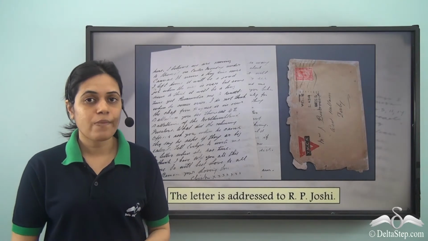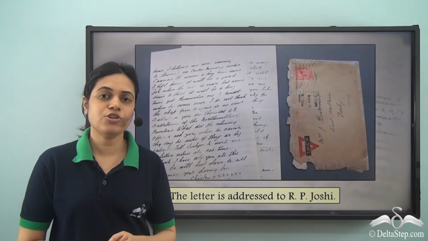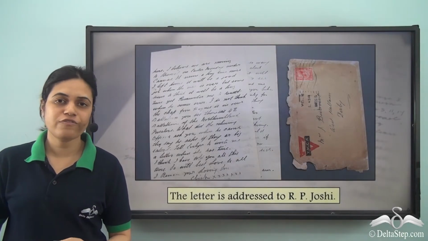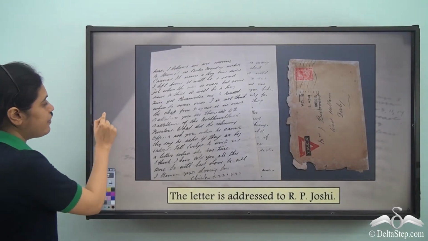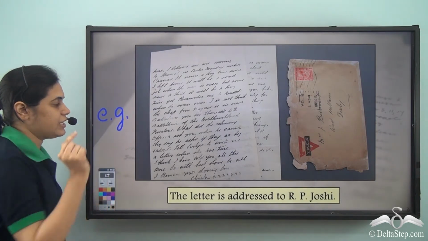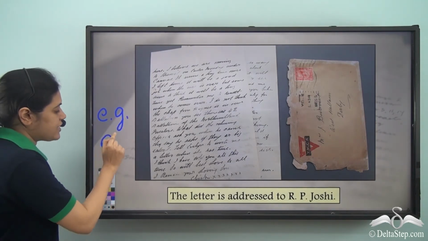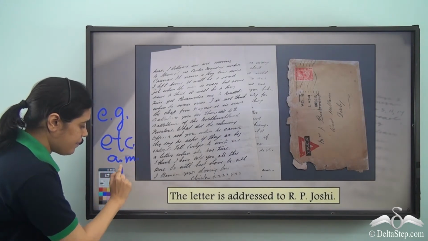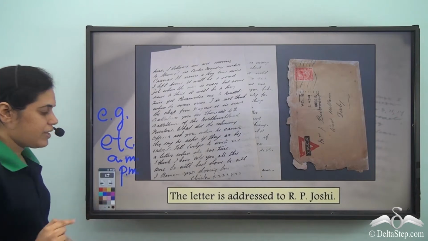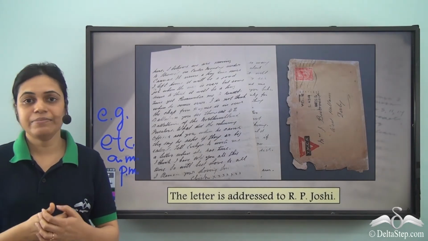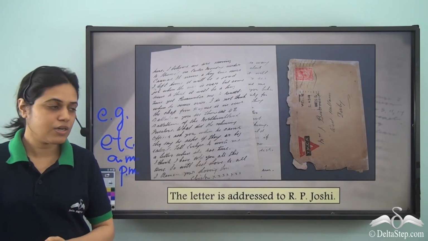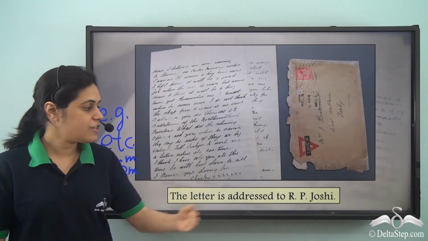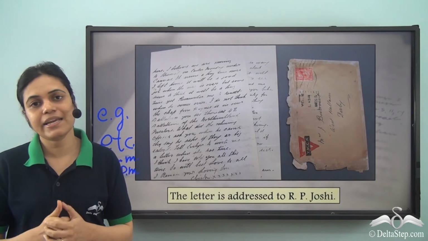So a full stop is often used at the end of abbreviations. Abbreviations or short forms like, for example, represented by e.g., etc., AM, PM, even titles like Mr., Mrs., Doctor, and also the initials of names need full stops to indicate that they are short forms or abbreviations.